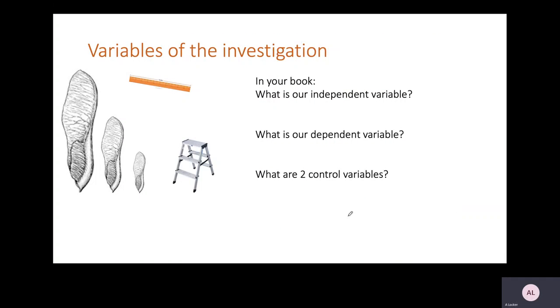So variables then. You need to think about what the variables are in this investigation. What is our independent variable? What's our dependent variable? And what are 2 control variables? Just in case you can't remember, your independent variable is the thing that you change. So what are we changing in this investigation? Our dependent variable means what we're going to measure. And our control variables are what we keep the same. So pause the video, have a think about it, write these down in your book. We'll go through the answers in a second.